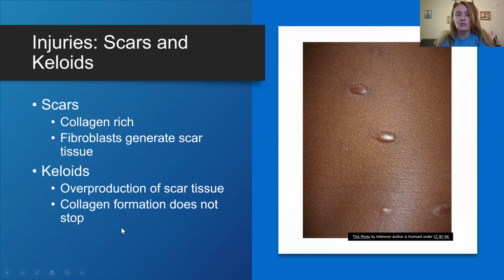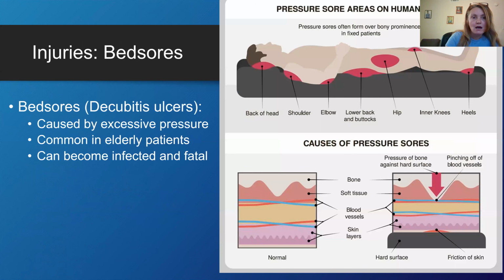This is overproduction of scar tissue. Collagen formation does not stop. And of course, some people are more susceptible to formation of keloids. Right, so anyway, both scars and keloids are production of scar tissue by fibroblasts.